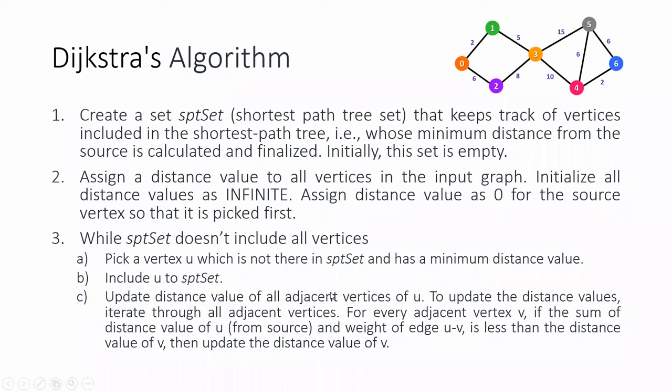So when you start to travel, a few rules to follow: pick a vertex U that is not in the set and has the minimum distance value. Then you include U in the set. Then update the distance values of all adjacent vertices of U. To update, check the adjacent vertices. With the adjacent vertices, you need to calculate the total path you are able to travel to the destinations. Then you pick the one with the shortest.